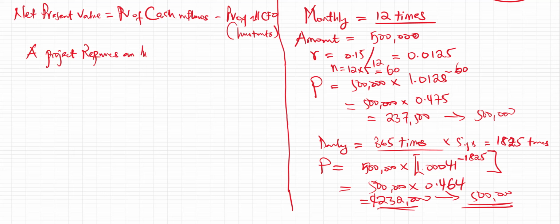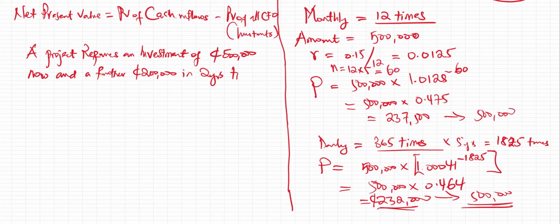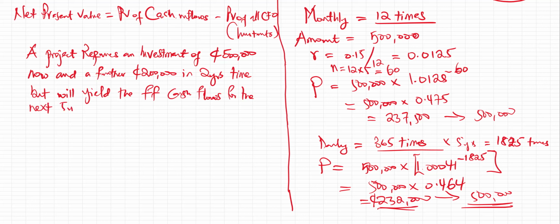Initial investment of 500,000 now, and a further 200,000 in 2 years' time. Please write this down, these examples are examinable. But it will yield the following cash flows for the next 5 years.